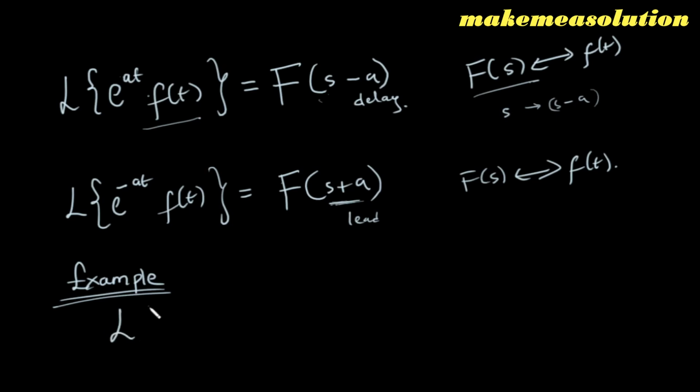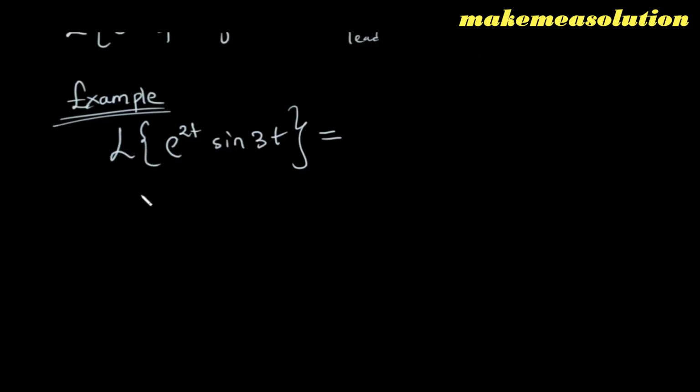Find the Laplace transform of exponential 2t sine 3t. So this one is pretty easy. We already know that the Laplace transform of sine 3t is going to give me what? Yes, very good. You have 3 all over s squared plus 3 squared, which is 9. Is that okay? This is the Laplace transform of sine 3t.